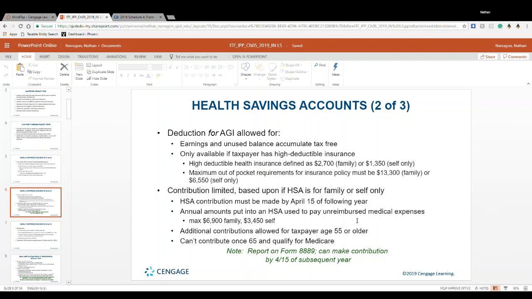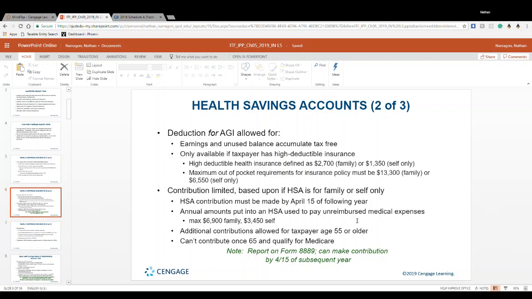It's really only available if you have a very high deductible insurance. Okay? High deductible health insurance is basically defined as $2,700 for the family or $1,350 for self. That's your deductible right there. So if you have a high deductible, HSA is good. And the maximum out-of-pocket requirement for the insurance policy must be around $13,300 for family or $6,550. So HSAs help protect us when we have a high deductible insurance, but that doesn't mean everybody is qualified for them, because if you don't follow those two rules, you can't get an HSA.